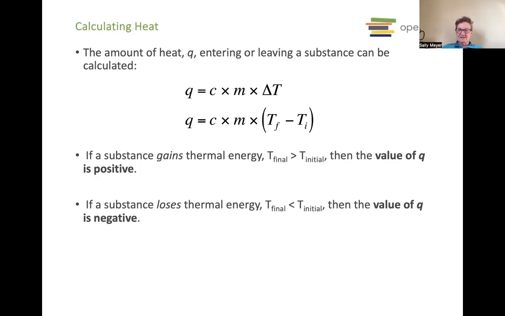And delta T is just going to be where the temperature ends up minus where the temperature started. So if a substance gains thermal energy, T final is greater than T initial, and the value of Q is positive. But you could also have a situation where you take heat out of a system, and then the final temperature is lower, and then the value of Q is negative.